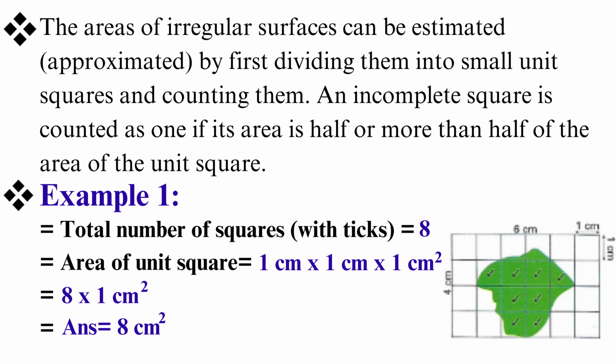Example 1. Total number of squares which are covered is equal to 8. You can see the green area. So there are 8 ticks: 1, 2, 3, 4, 5, 6, 7, 8. Area of the unit square is equal to 1 centimeter into 1 centimeter, which is 1 centimeter squared. 8 multiplied by 1 centimeter squared, and the answer is 8 centimeters squared.